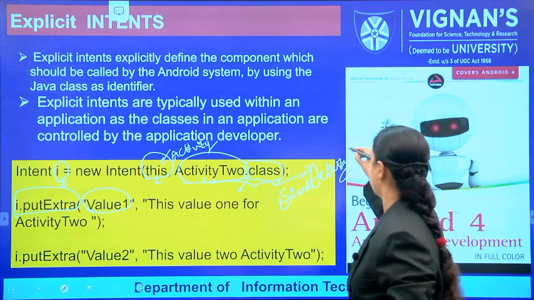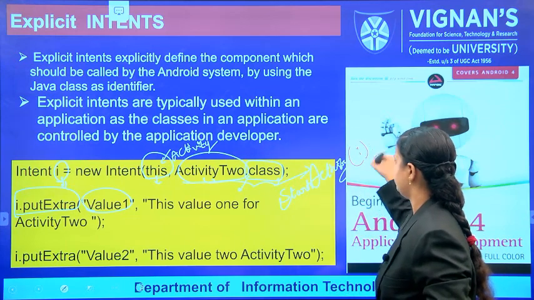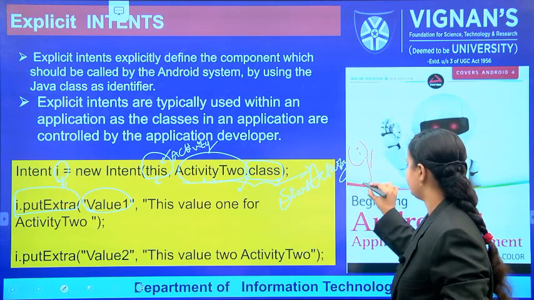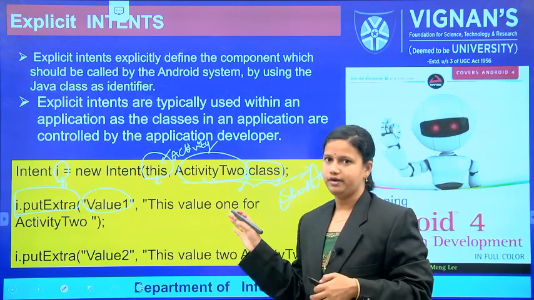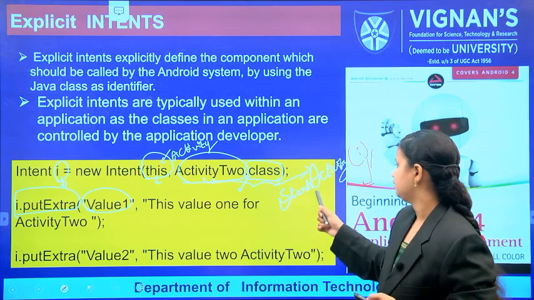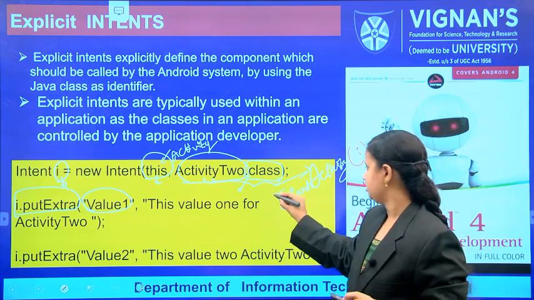What is the thing we have to pass? It is nothing but the start activity of Y. Why? Because it is the object of intent. So, that is why we have to start the activity, we have to start the intent, we have to call this method.